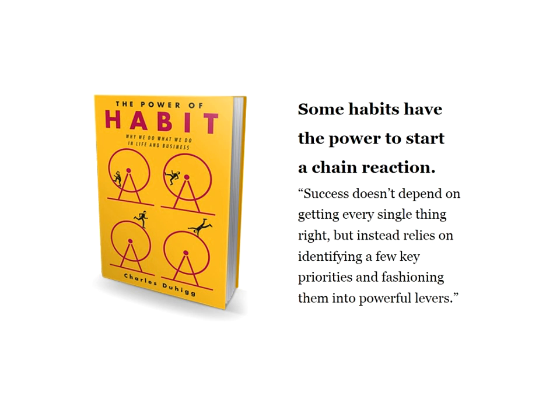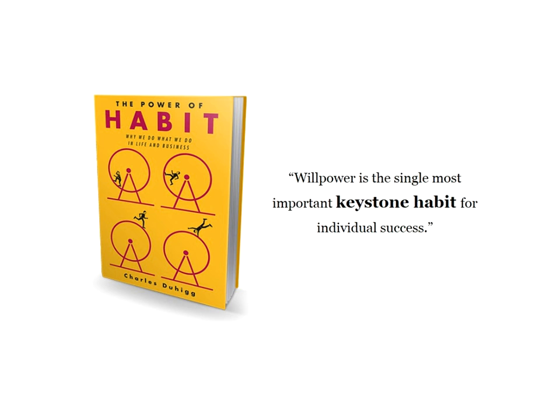So what else can we do to affect change? Well, intervention at the level of habit can be extremely powerful. This book argues that there are some habits, what they call keystone habits, that have the power to start a chain reaction. Right? Success doesn't depend on getting every single thing right. If we can only identify a few key priorities and fashion them into powerful levers.